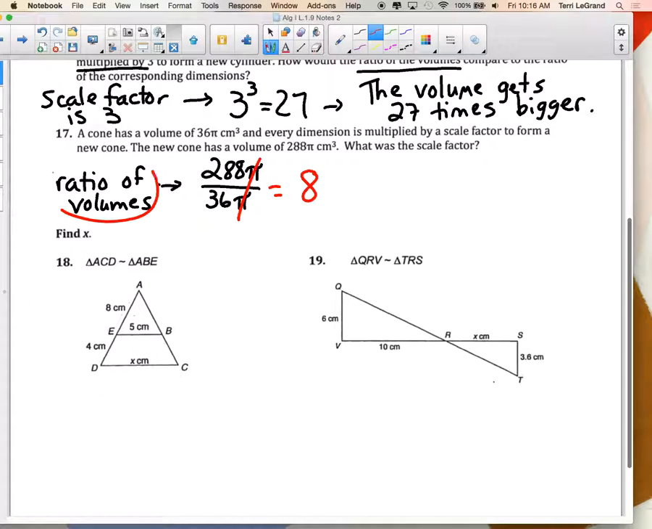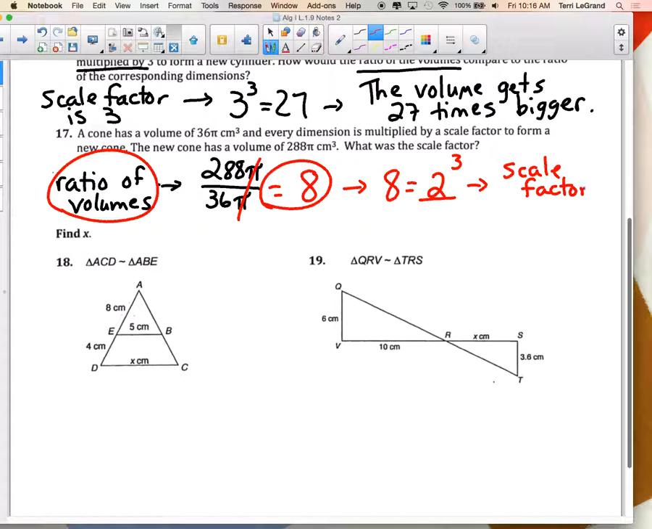8, and the cube root of that. The ratio of volumes is the what? The ratio of volumes is the scale factor cubed. Ratio of the volumes is the scale factor cubed. So it's 2, isn't it? 2 times 2 times 2 is 8. So we say the scale factor is 2. The dimensions were doubled.